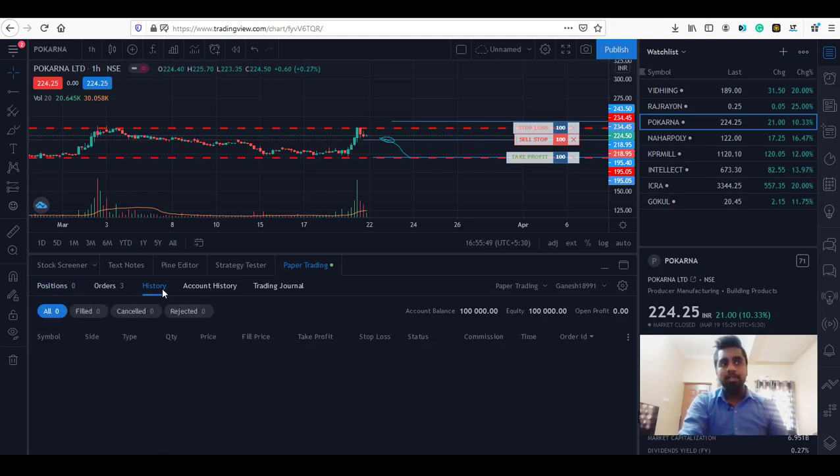Next we have the history. If you place trades and they are closed, you can see them in the history: what your trades are, how many trades, and how much profit you made. Account history, how much profit you made, everything you can see here. So basically TradingView is the world's best paper trading account, and you cannot find a product better than this, guys.